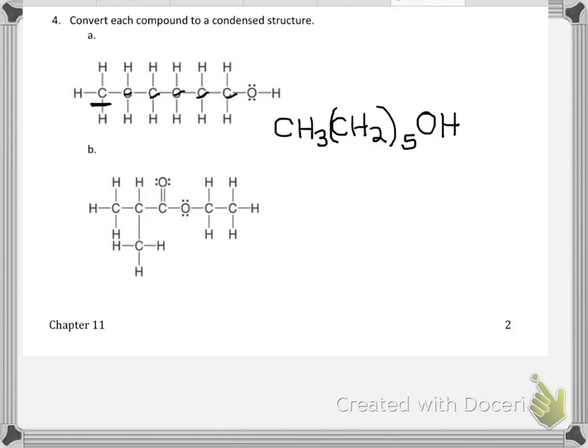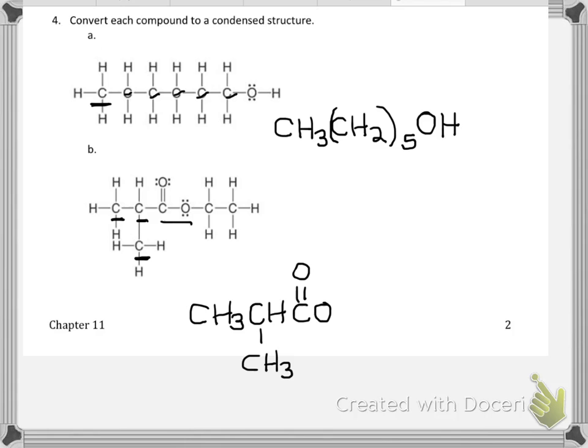Now this next one, I'm going to start here. This is a CH3, and I'm going to show you there'll be 2 ways. This CH3 is attached to this CH, and then there's another CH3 sticking out here. Then we have C double bond O, O. Then we have this one, which is CH2, and this one, which is CH3.